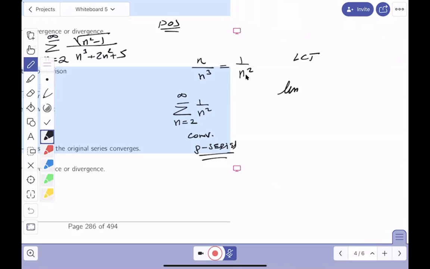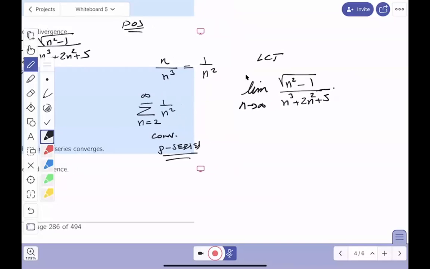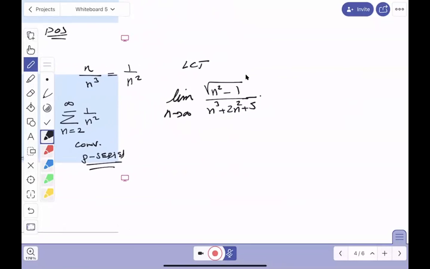Limit as n goes to infinity. I'll write this down over here. n squared minus n, cubed plus 2n squared plus 5. And then I'm going to divide by 1 over n squared, which is reciprocal. So I'm going to put n squared over 1. Got to do some work.